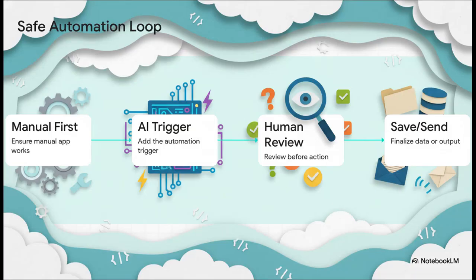Whenever you decide to add beta features or AI automations, you've got to follow this safe automation loop. Why is this so important? Well, because a bad manual workflow is annoying, for sure, but a bad automated workflow scales mistakes instantly. First, make sure the app works perfectly when you do it manually. Second, add your AI trigger. Third, and this is completely non-negotiable for beginners, you must implement a human-in-the-loop review step. You need a human to catch any AI hallucinations before the system actually saves data or fires off a weird email to a client.